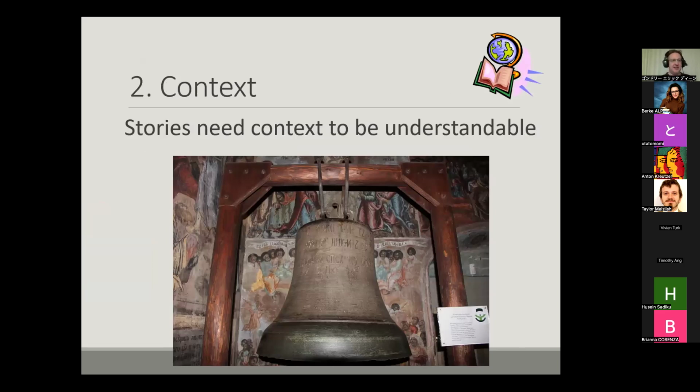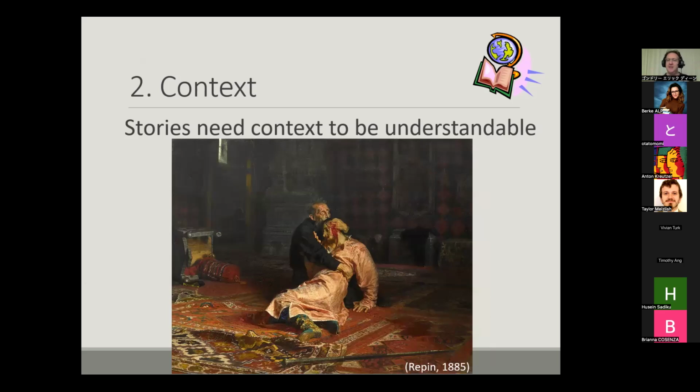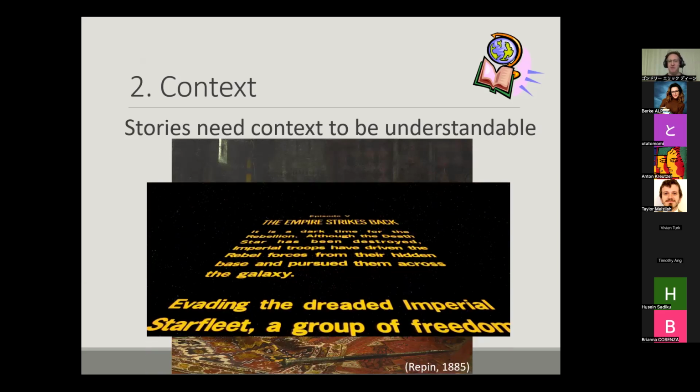Next C is context. Stories need context in order to be understandable. So here we have a picture of a bell. The bell is a church bell, on display. What does it mean? Well, it's hard to tell on its own. This is a historical painting, and there's some kind of drama going on in the painting. Again, without knowing the context, you're going to be at a loss to know what the story is. If you ever watch the Star Wars movies, they all begin with the words scrolling by, that gives you the context, right?